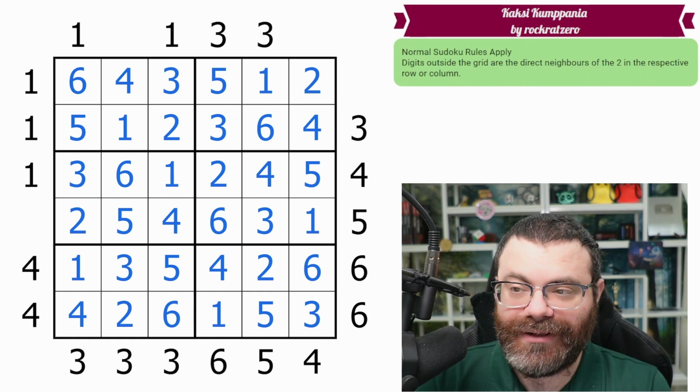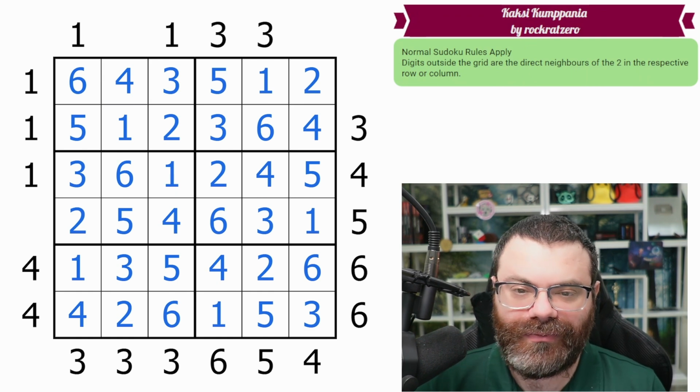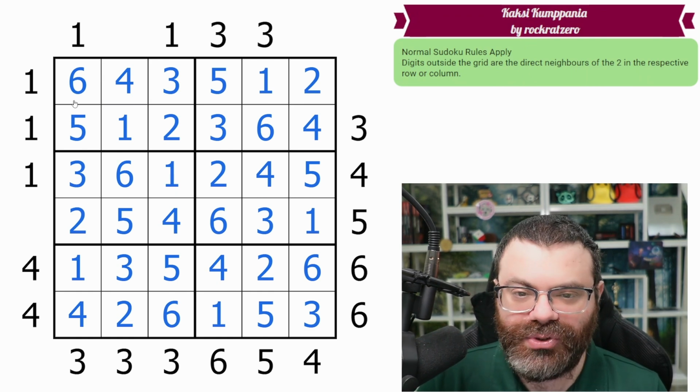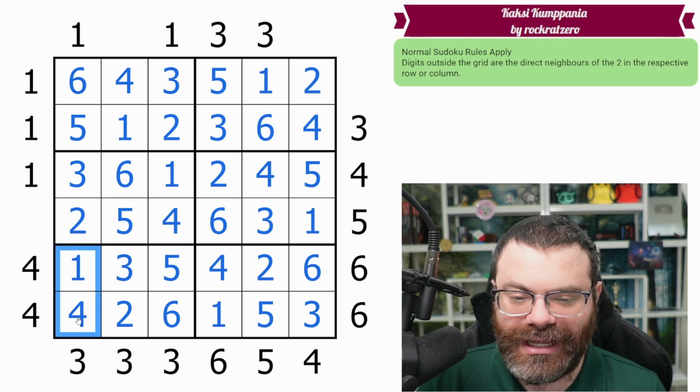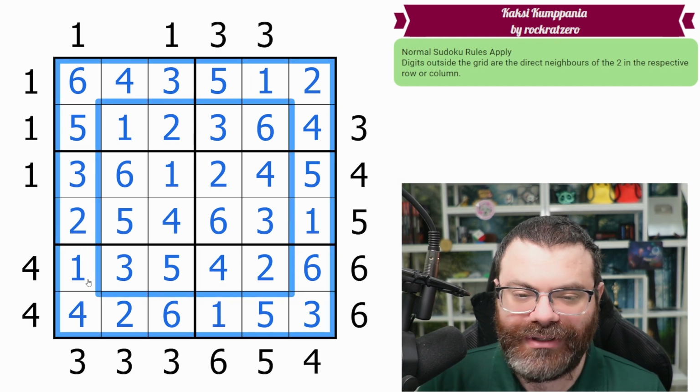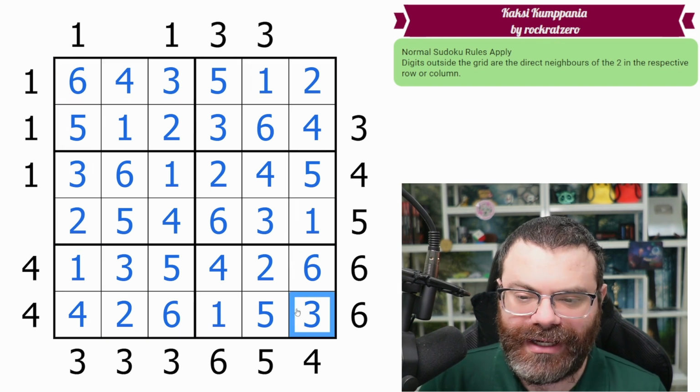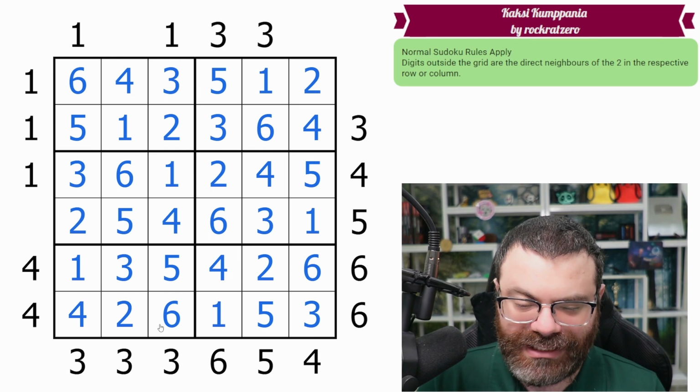Very nice. Cool idea, Rockrat. I liked how really you just had to think about where can 2 go. Because a lot of the border cells couldn't be 2, and that seemed to be key. And once we had that, just filling the pairs around them was helpful. Let's see if I was right.